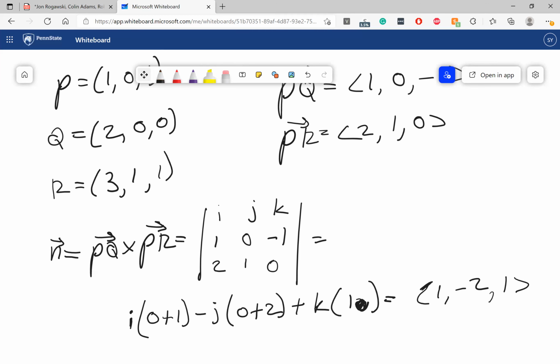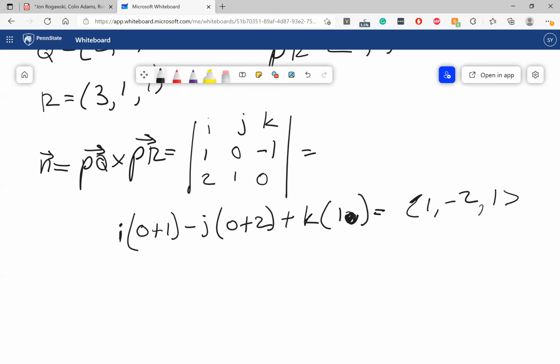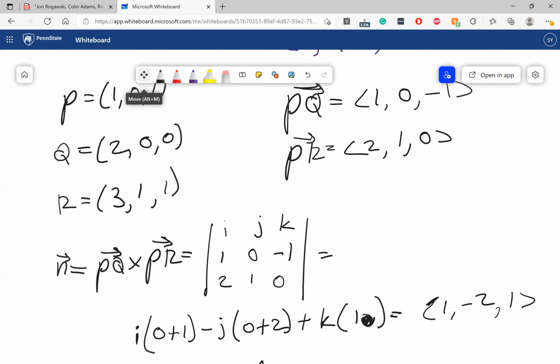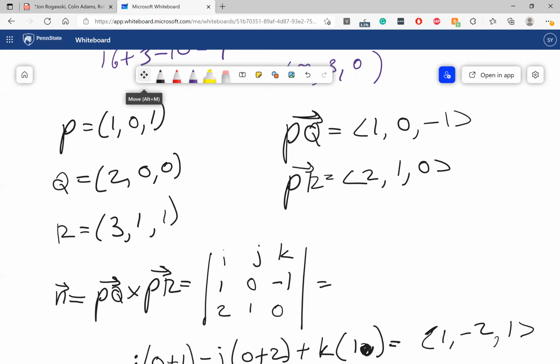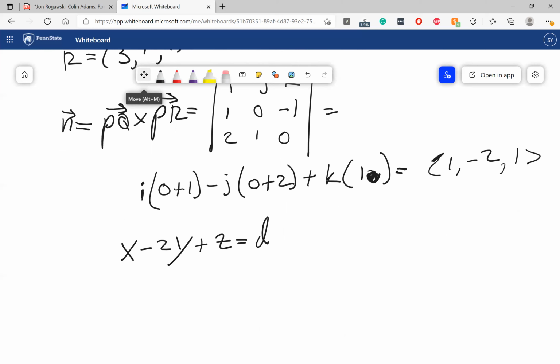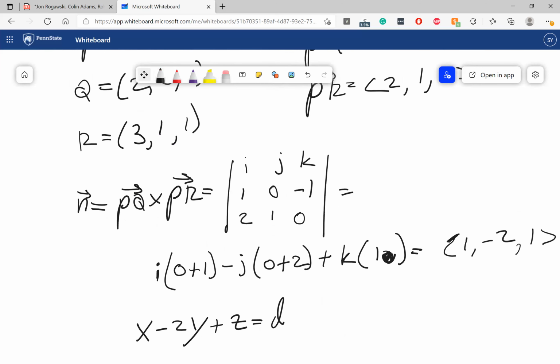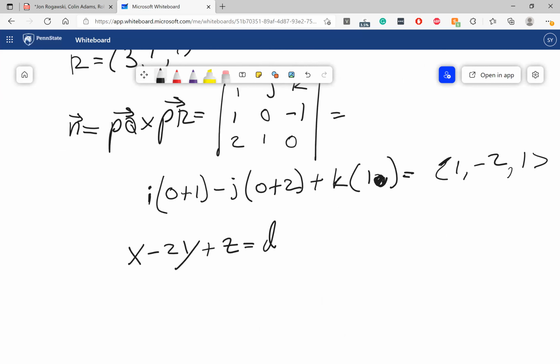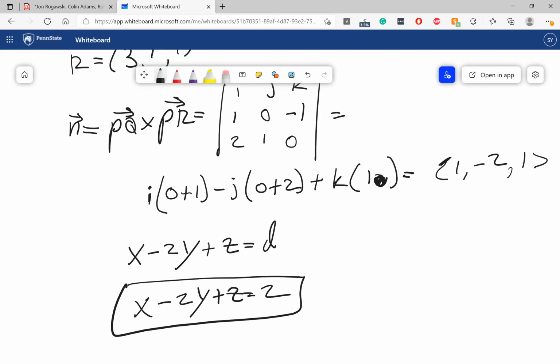So now let's take the equation of our plane and get x minus 2y plus z is equal to d. Take the point Q, 2, 0, 0. So that tells us that d is 2. So we get x minus 2y plus z is equal to 2. Any questions about this?